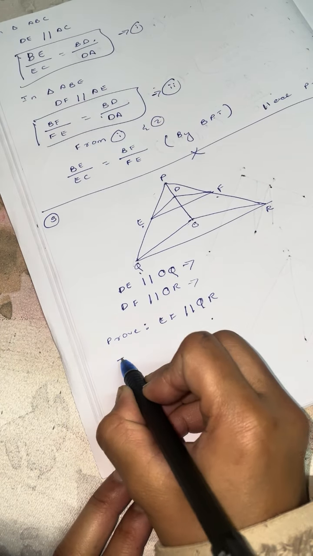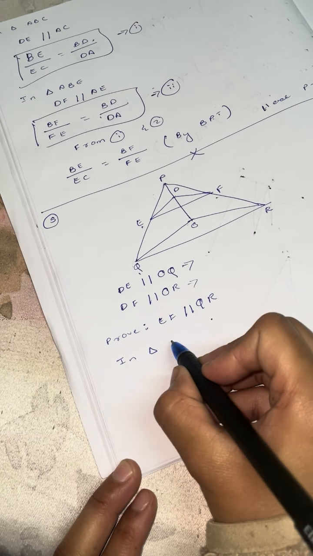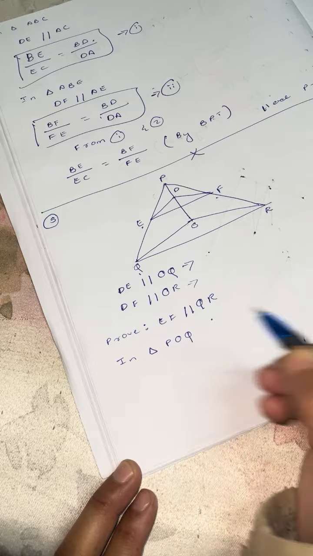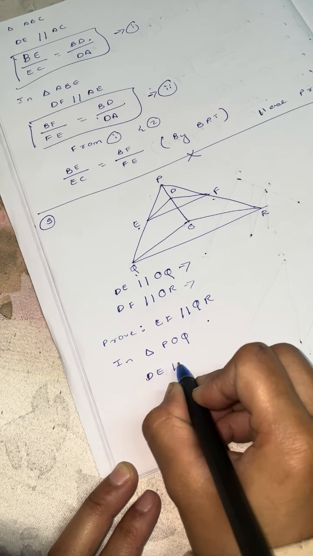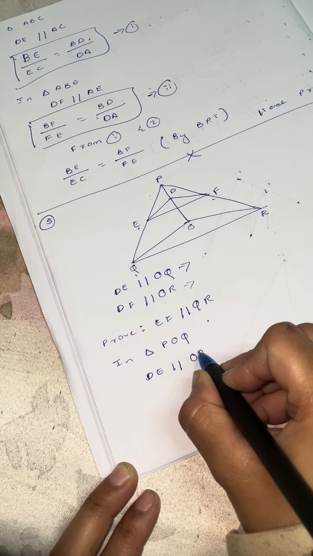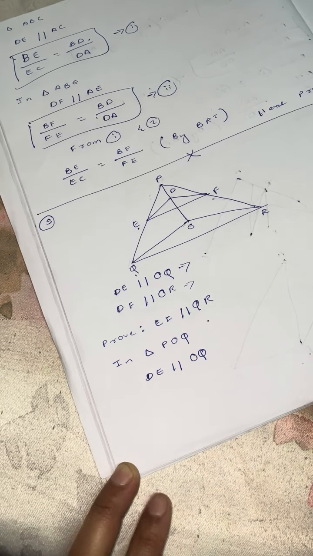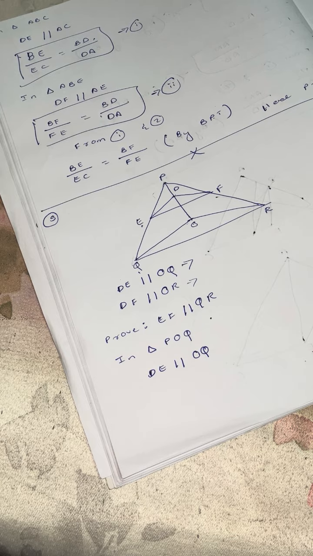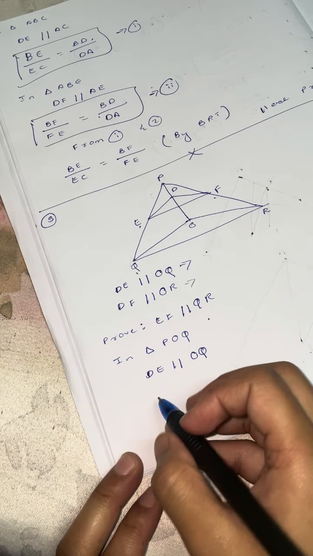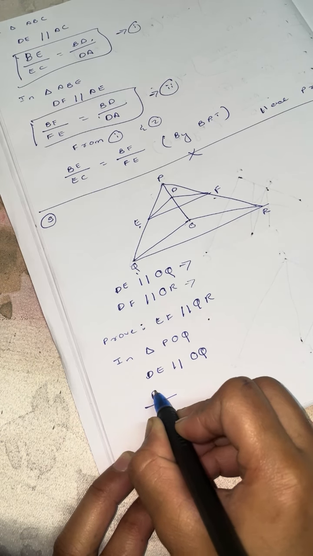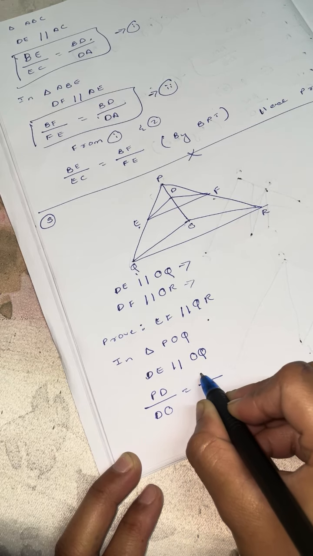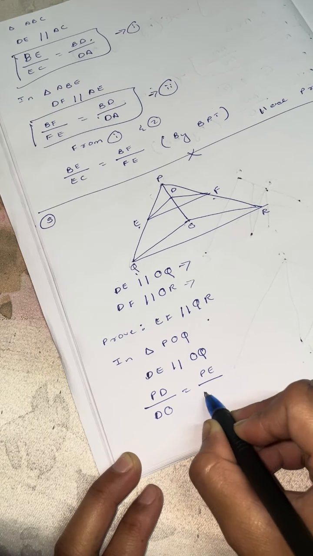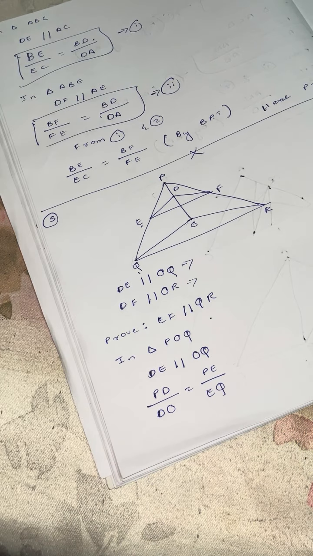Hence, in triangle POQ, DE is parallel to OQ. Right? If they are parallel, that means we have to show that PD is proportional to DO, and PE is proportional to EQ. We have to show that, right?